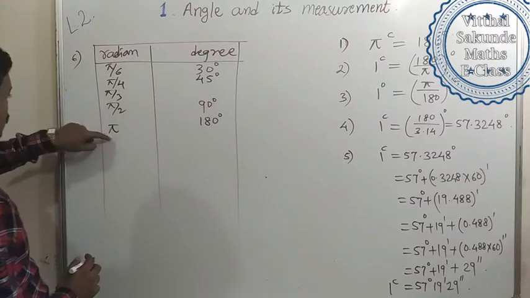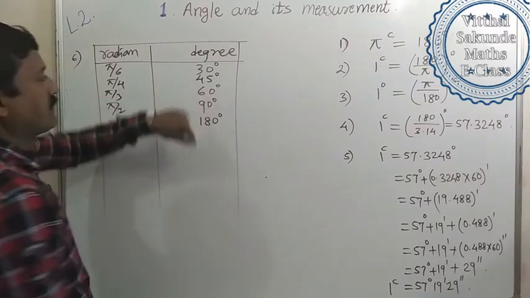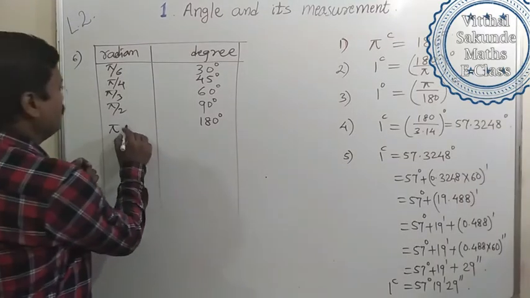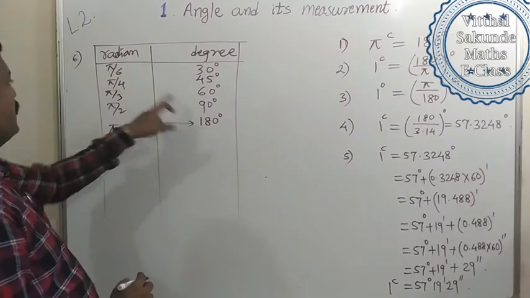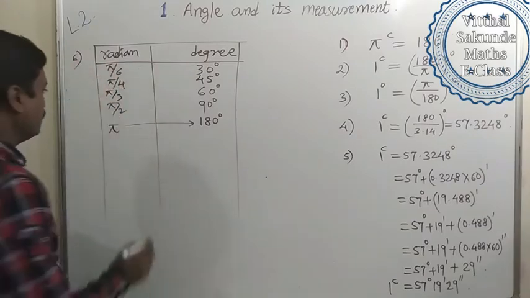So pi by 3 means 1/3 of this pi, 1/3 of 180 is 60 degree. Is it okay? Very simple. Pi is equal to 180. So pi by 2 equal to 90, pi by 3 equal to 60, pi by 4 equal to 45, pi by 6 will be 30 degree.